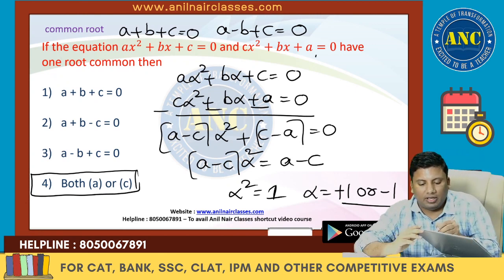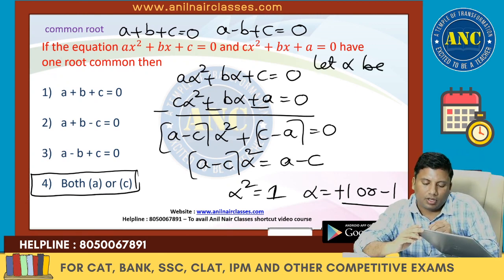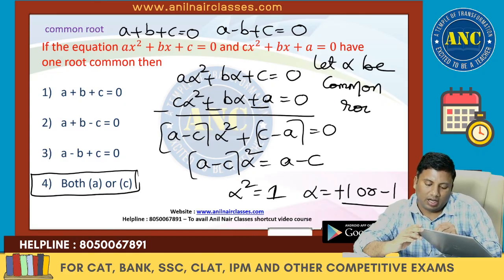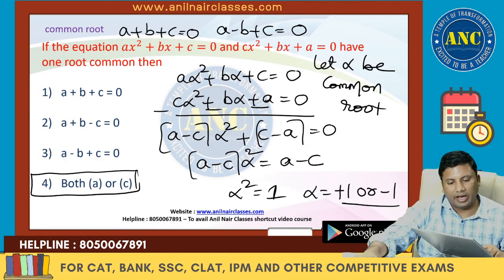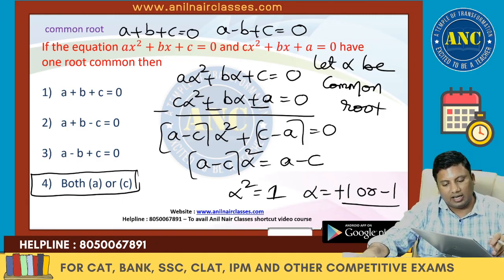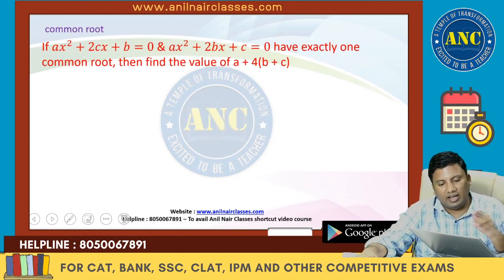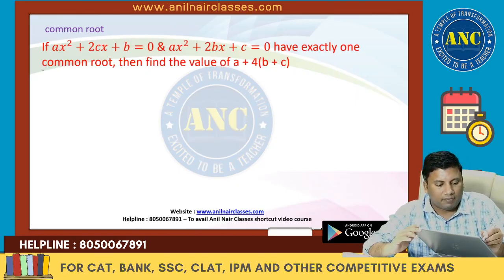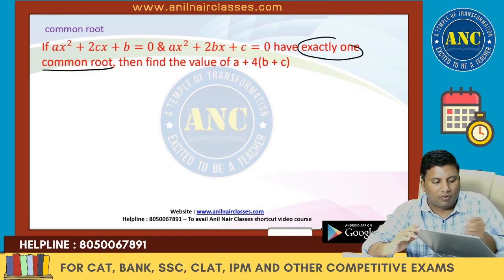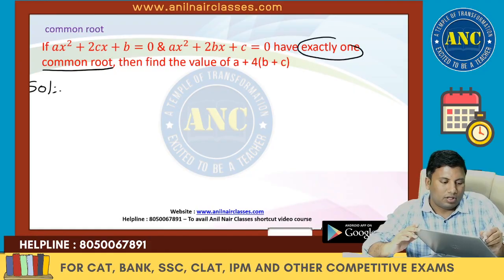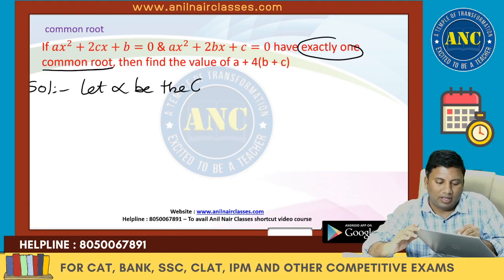Let alpha be the common root. I hope the idea is clear. A or C. Next one, have exactly one common root. Same, exactly one common root. Let alpha be the common root.